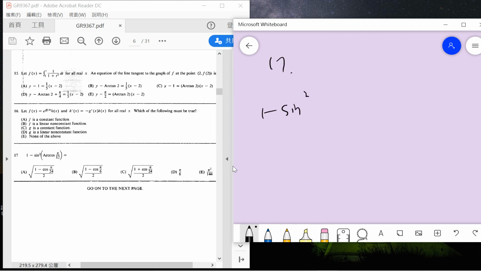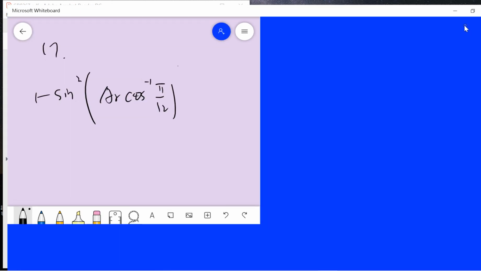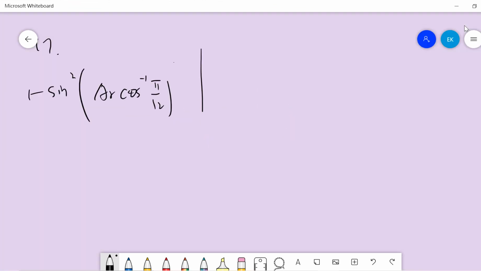Seventeen says that 1 minus sine square of arc cosine of pi over 12, and asks how do you determine this one. Okay, so to solve this type of problem, usually I will denote this as theta. So you tell me that cosine theta is pi over 12.